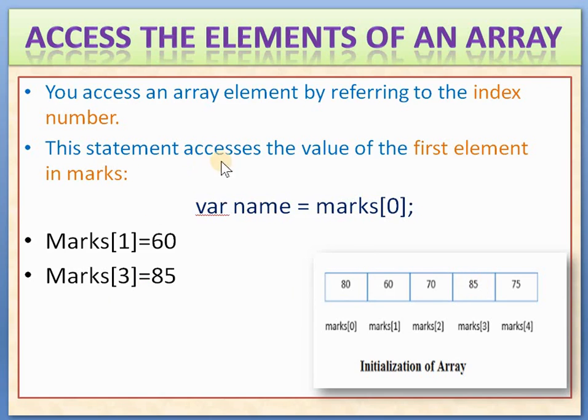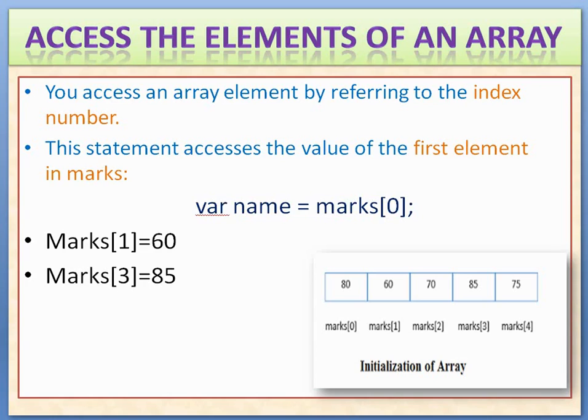So this statement accesses the value of the first element in marks. The variable name means the array name, and marks[0], where 0 means the first element. So this is the initialization of an array, the declaration of an array, and how to access an array.